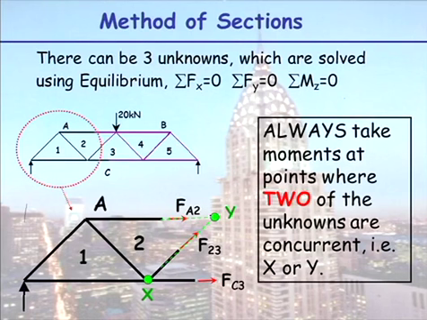But the trick with the method of sections is when you take moments, always take moments at a point where two of your unknowns meet or are concurrent. So in this instance here, you can take moments at x, because taking moments at x, can you see when you've traced back your unknown forces, F23 and FC3, they run through the point x. So they won't be in your equation. Or you can take moments at y.